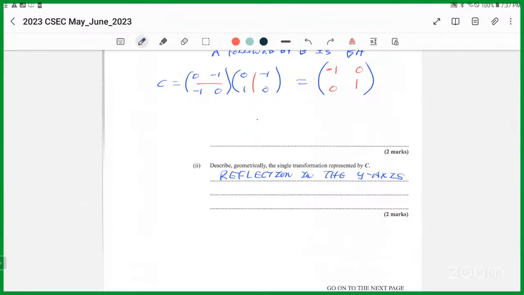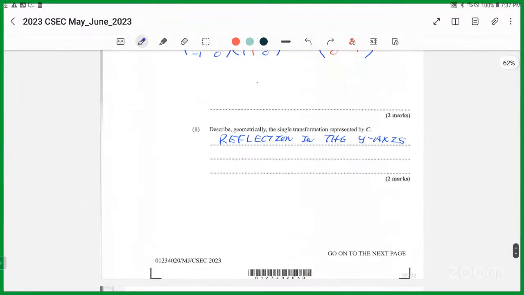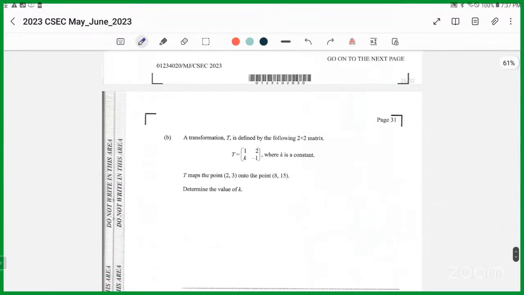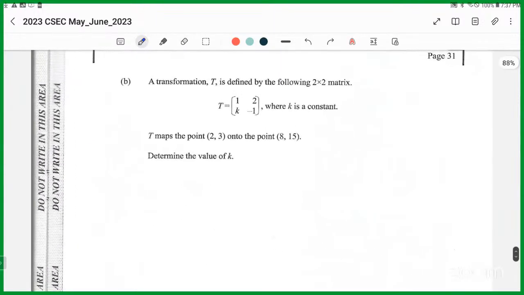You must learn all the matrices. Just see for yourself, who wants to know that? No one spends the time to learn it until they get down to the wire in two months. Learn the matrices, guys. Learn them. Next one. It says transformation T is defined by this 2 by 2 matrix.